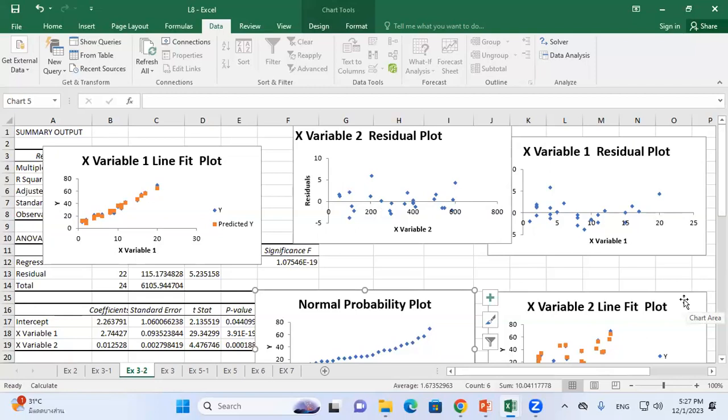How about Minitab? I will shift to this computer. Okay. For Minitab, right?